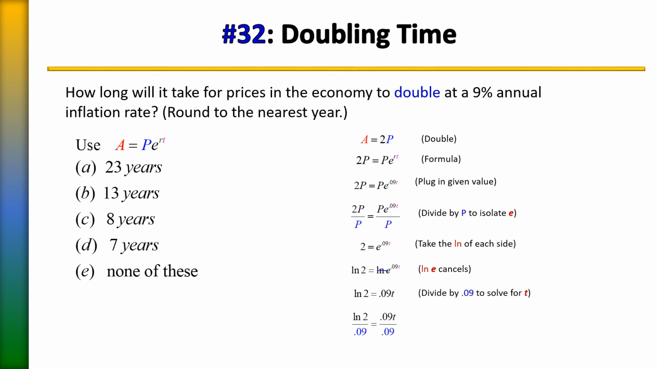On your scientific or graphing calculator, you're going to type in the natural log of 2 divided by 0.09. It's going to give you an approximation. You're going to round it to the nearest whole year, which will be 8 years. And there you have it.